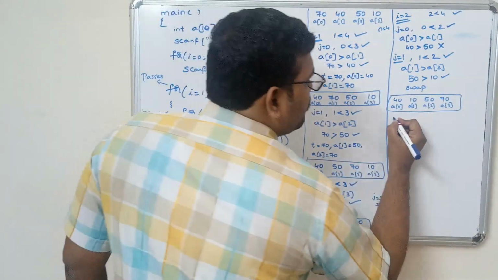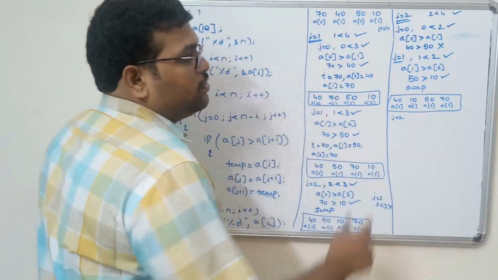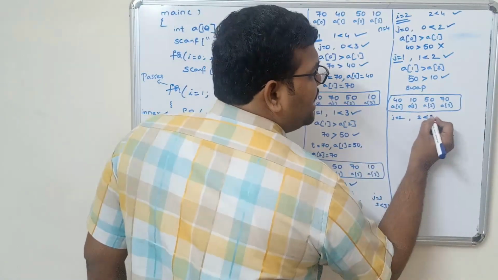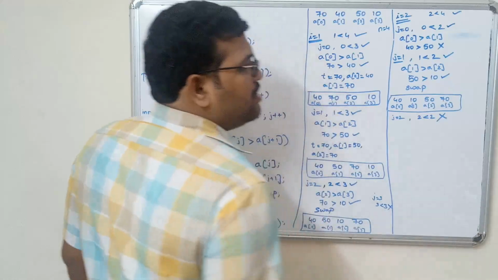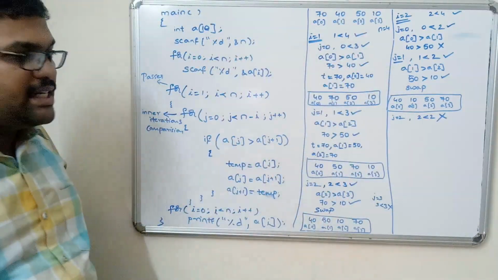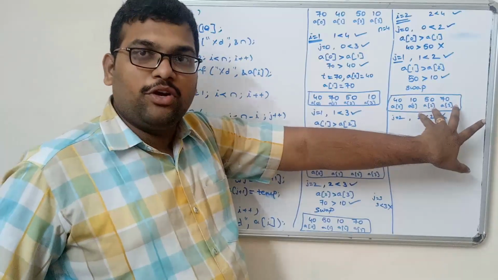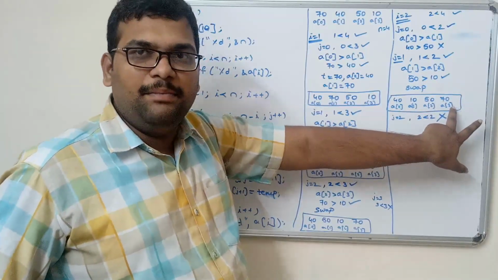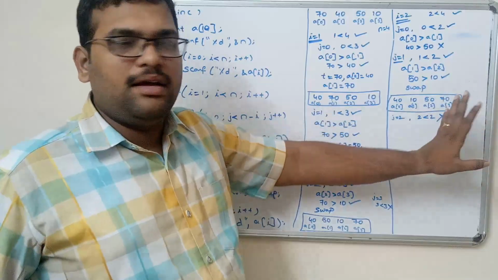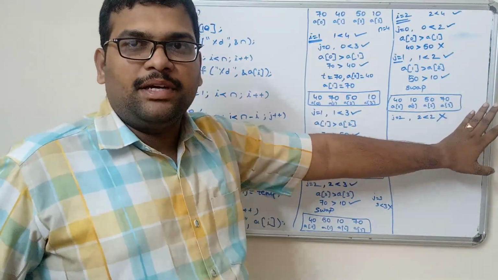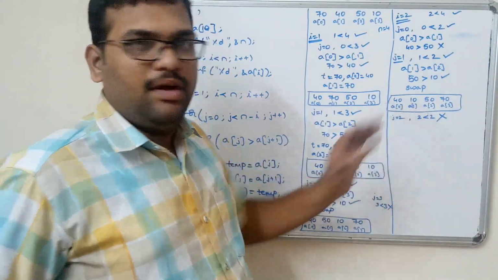Now j is equal to 2. So j is equal to 2, 2 less than 2, the condition fails. So it ends the second pass, because we need not compare the last element with the next element, because 70 is already the largest element here. So we need not compare the previous element with the last element. So we will stop here itself.